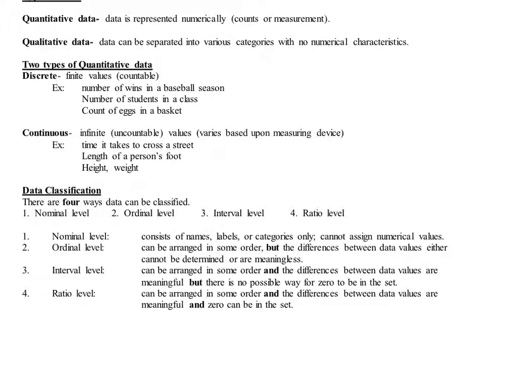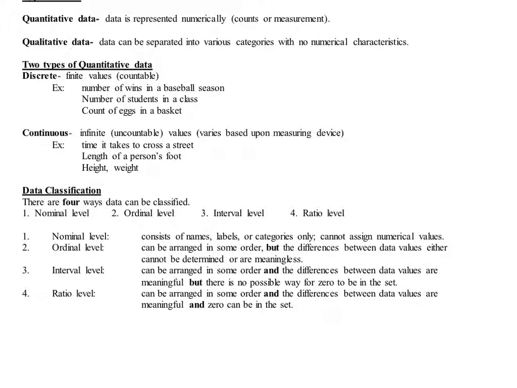But the nom part of that, it's consistent with nominal. So this is one of those terms that maybe kind of helps you define it based off of the etymology of it and the breakdown of it. So ordinal, order. So that kind of fits. But the second part of it, I don't think you're necessarily getting that from the word itself. The differences between data values either cannot be determined or are meaningless. So that's just straight memorization.